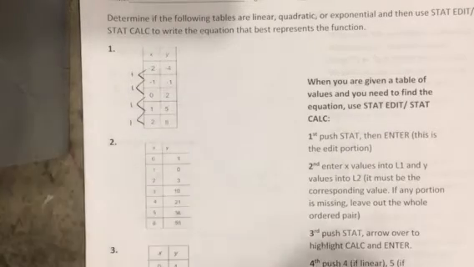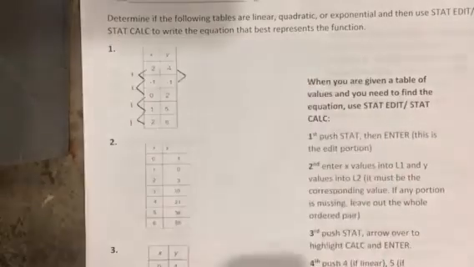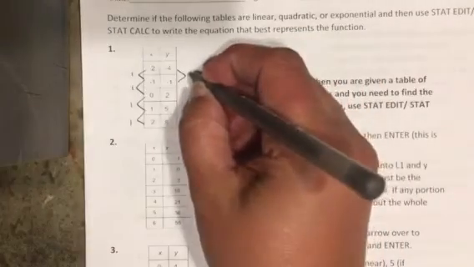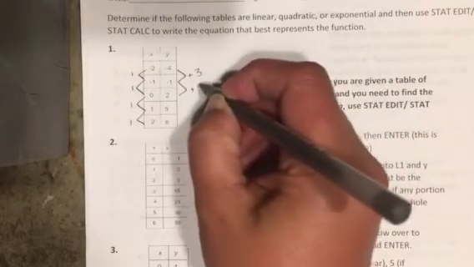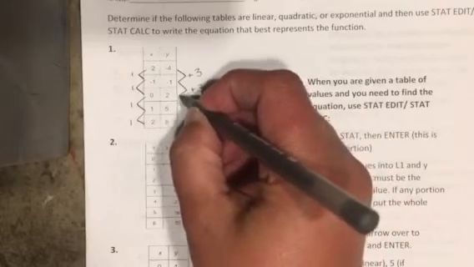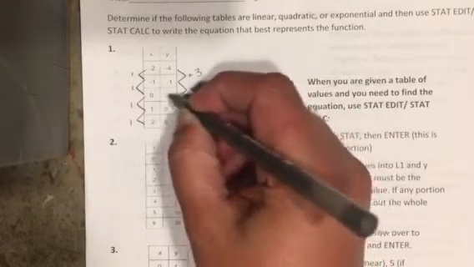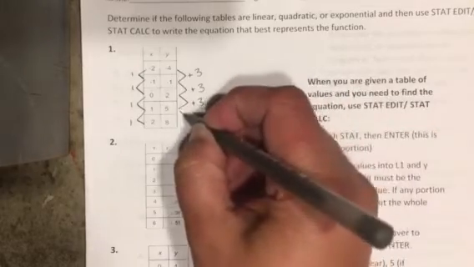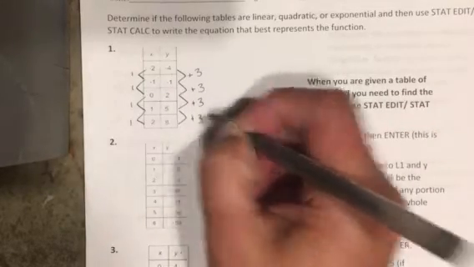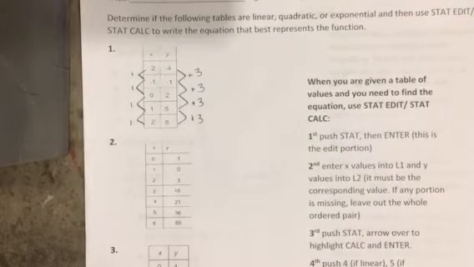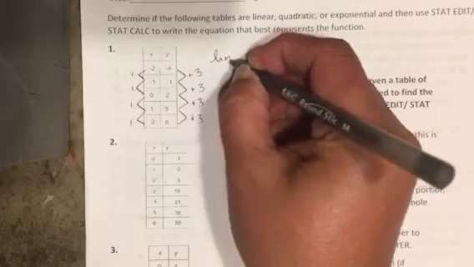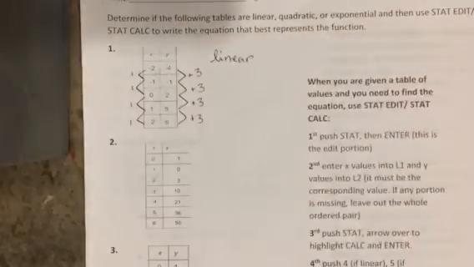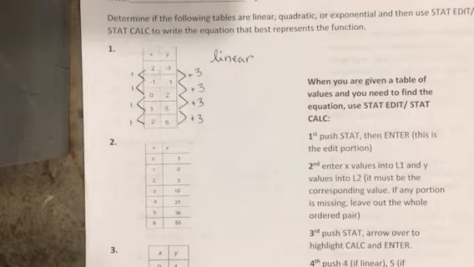What is the difference between -4 and -1? Well, this increases by 3. -1 to 2 increases by 3. 2 to 5 increases by 3. And 5 to 8 increases by 3. The common difference is increasing by 3 every time. So we know that that one is linear. So for this, when we do StatEdit StatCalc, we're going to go ahead and use 4 for linear to determine the equation.